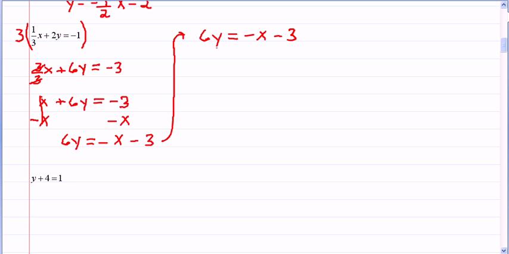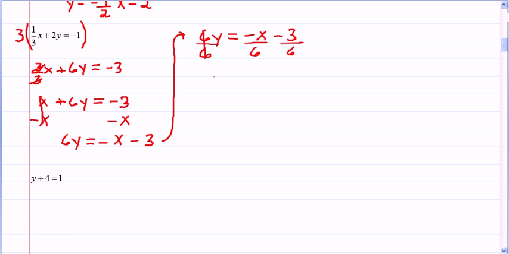And the last step is to divide by y's coefficient. Always go in that order. Move the x over by adding or subtracting, and then dividing by y's coefficient. And everything gets divided by positive 6.